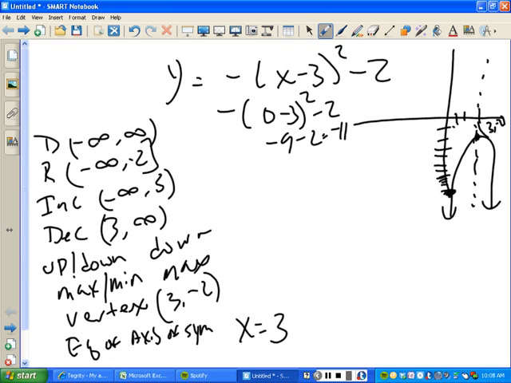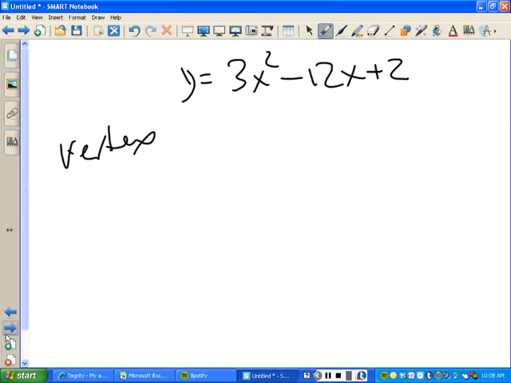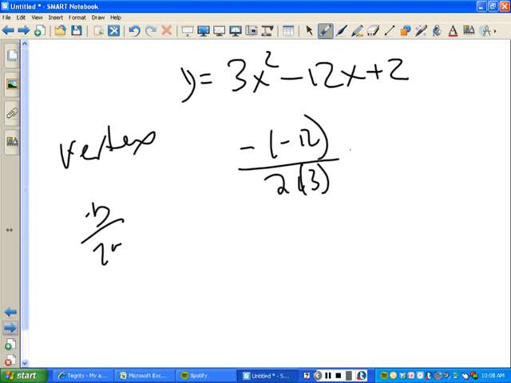Okay. This is right off the test too, by the way. What's the vertex? How do you find it? Negative b over 2a, right? So negative 12 over 2 times 3. 12 over 6, which is 2.